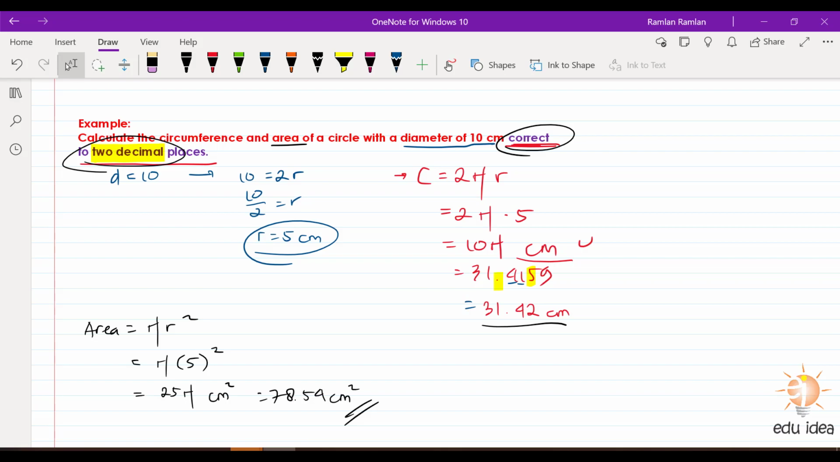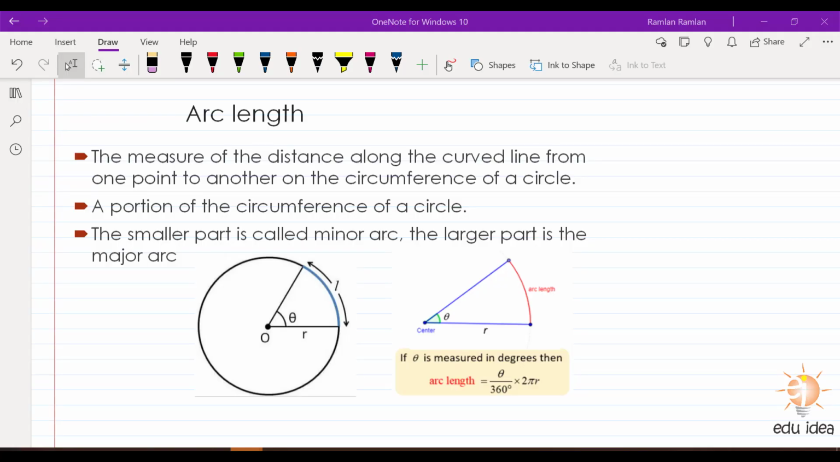Okay, here we go. Now let's go to the next concept, which is arc length. So basically, if you understand the concept of circumference and area, this one is actually very similar to that. Okay, so what is an arc? What is arc length? The measure of the distance along the curved line from one point to another on the circumference of a circle.